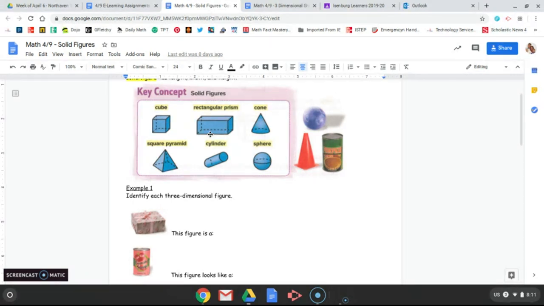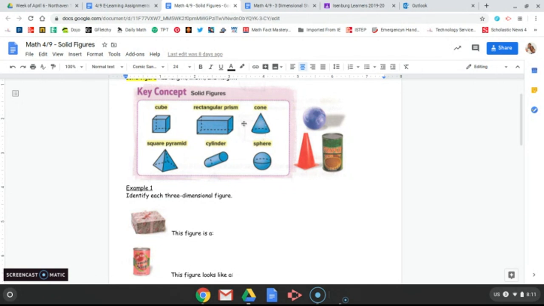With a rectangular prism, some of the faces are going to be rectangles, okay? Now notice this side is a square, but that doesn't make it a cube, okay? It's only a cube if all of the faces are squares. Since this one has a front, a top, a back, and a bottom that are rectangles, we would call it a rectangular prism.